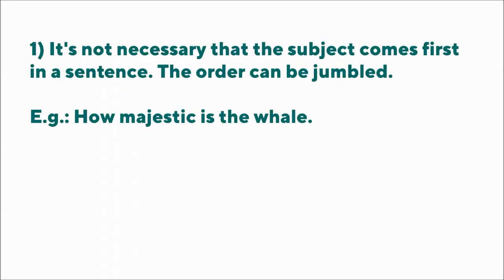It's not necessary that the subject comes first in a sentence. The order can be jumbled. Example, how majestic is the whale? The subject is the whale. The predicate is how majestic is.